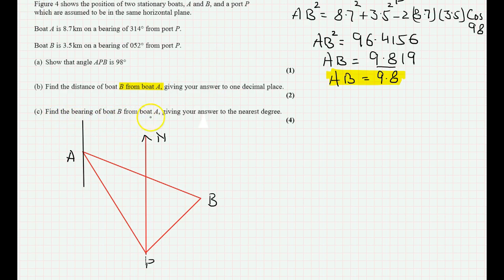Part C is to find the bearing of boat B from boat A. So we have to find this angle, giving your answer to the nearest degree. We calculated this angle as 46 degrees, and this angle was 52. In total, this angle is 98.